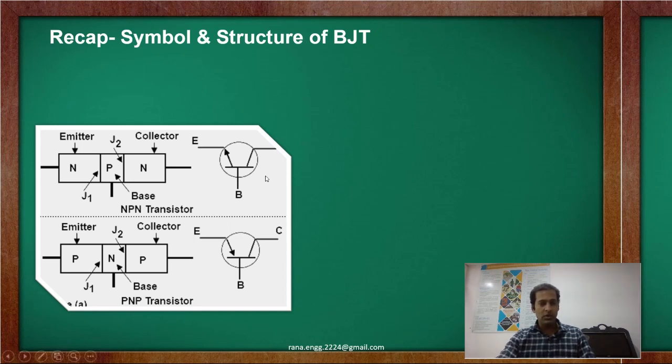Here we have two types of bipolar junction transistors. One is NPN, where the arrow is going outside. Another one is PNP, where the arrow is coming inside. This is the symbol which we use to construct a device on paper. While drawing a circuit, you have to connect your batteries and resistances to these three terminals: emitter, base and collector. So this is about the symbol.